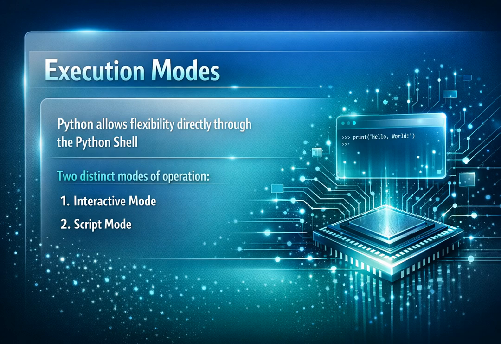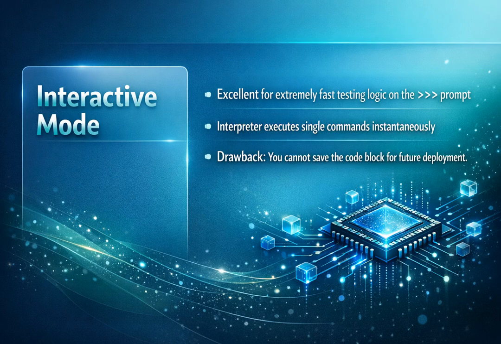Python can be used in two execution modes. Interactive mode lets you type and run one statement at a time directly at the prompt, which is great for quick experiments. Script mode lets you write a full program in a file and run it all at once. In interactive mode, you see the three greater than symbols, the Python prompt. You type an instruction and press enter, and the result appears immediately. This mode is perfect for testing small snippets of code, but cannot save your work for later use.